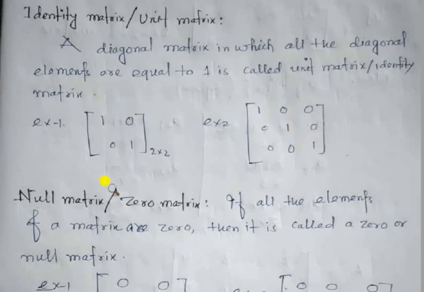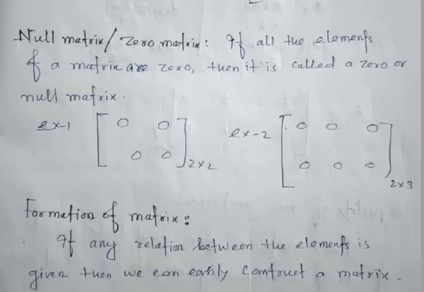Now what is the order of this matrix? There are 2 rows, 2 columns, so this is a matrix of 2 by 2, or simply we call this an identity matrix of order 2. And this is a matrix of order 3 because this matrix contains 3 rows and 3 columns. So this is an identity matrix of order 3. Now null matrix or 0 matrix.